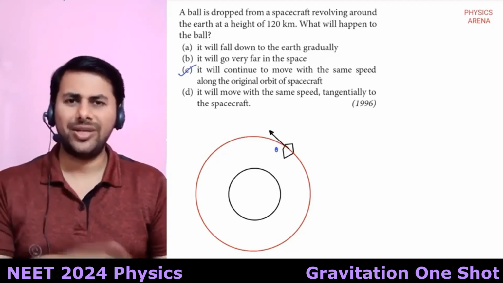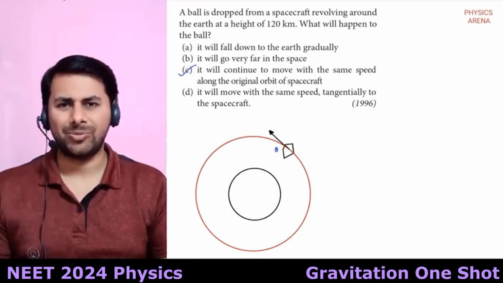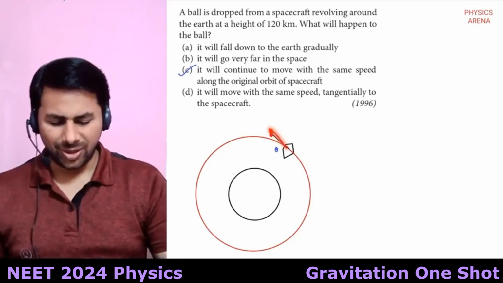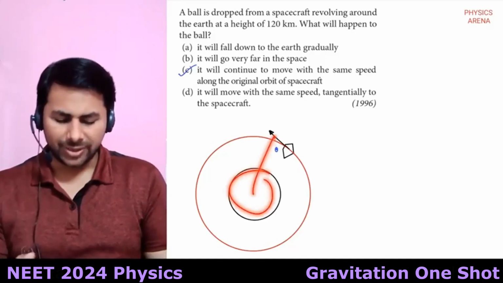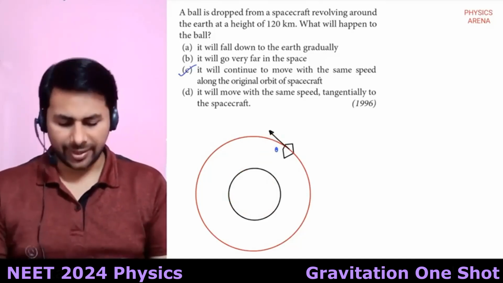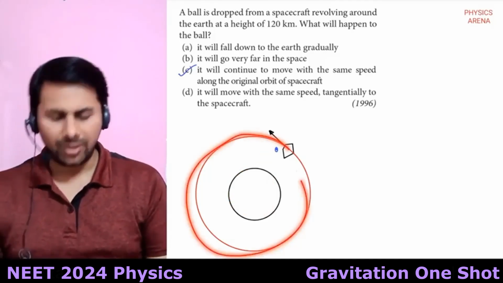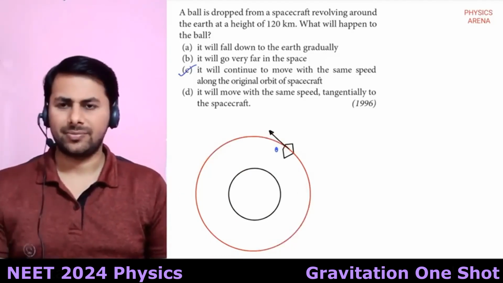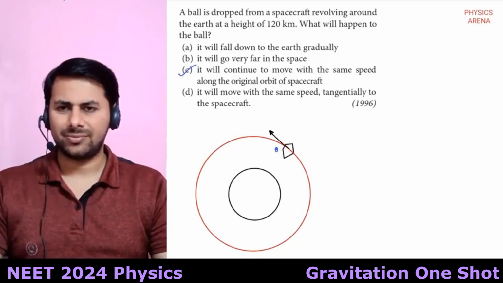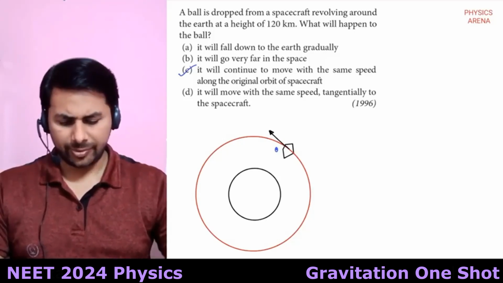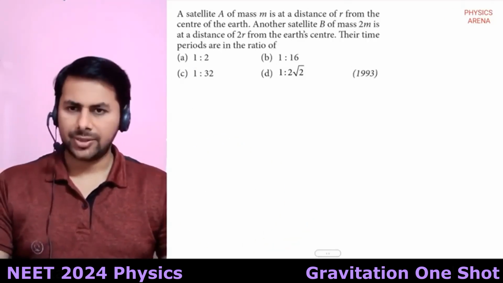Every body continues to be in a state of rest or of uniform motion. So the ball will keep on moving in this direction, but there is Earth which will pull it towards the center, and because of that, the trajectory of that ball will become a circle. Okay, is it clear? Right. Let's see the next question.